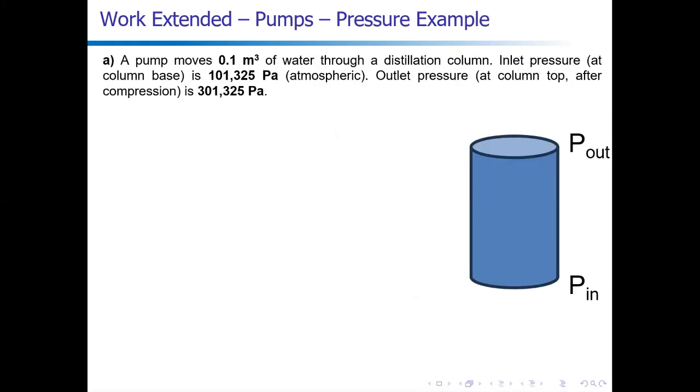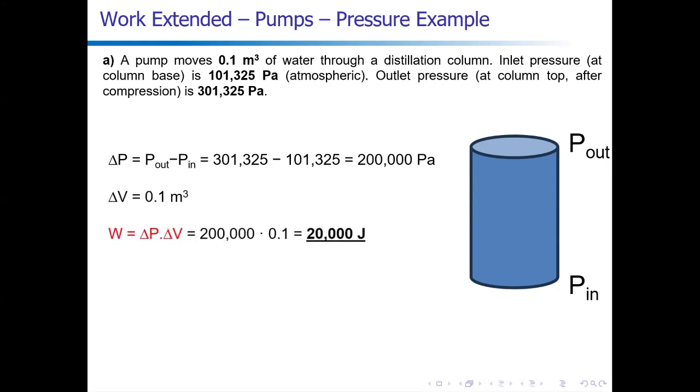Let's look quickly at pressure volume work. In this example, a pump moves 0.1 cubic meters of water through a distillation column. We're given the inlet pressure at the column base, which is atmospheric, and the outlet pressure at the column. We can find the pressure difference by subtracting the inlet from the outlet, which comes to 200,000 pascals. The volume of fluid moved is given as delta V equals 0.1 meters cubed.